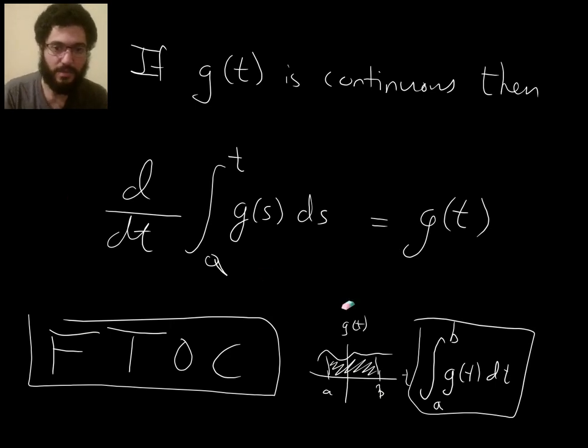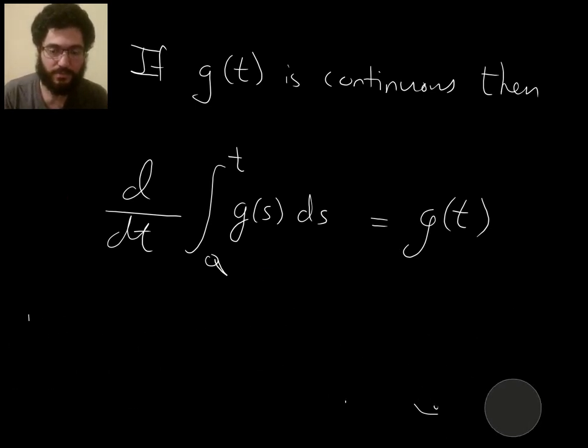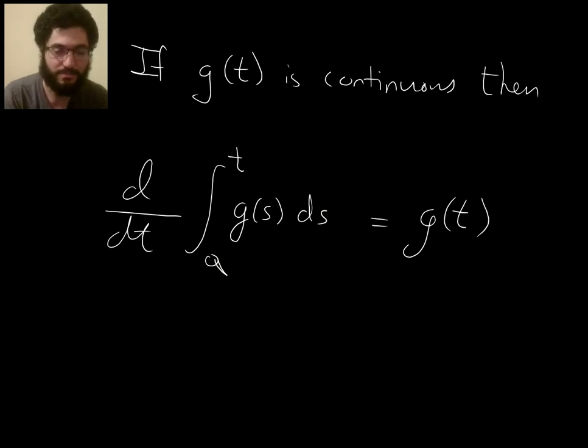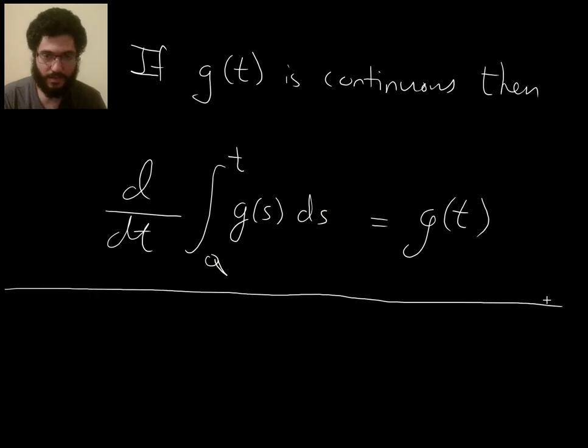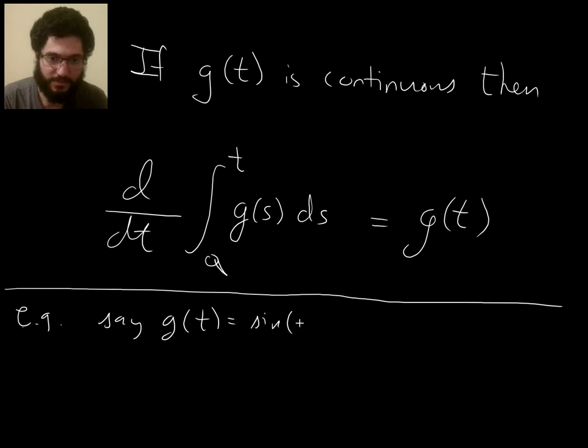So let me give you an example just to make the notation make sense. If you're worried about why s's and t's are showing up in different places, I hope an example will make it clear. And if you're totally clear on what's going on, maybe skip ahead a little bit in the video. But here's an example. Let's say g of t is the function sine of t.